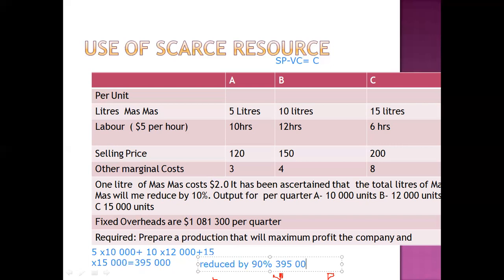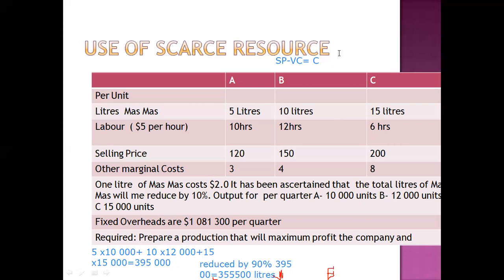So we multiply by 0.9, it will give us 355,500. These are the liters that they will supply us. Okay, these are the liters that they will supply us. Okay, so you can actually see that you need to be in a position to know this.